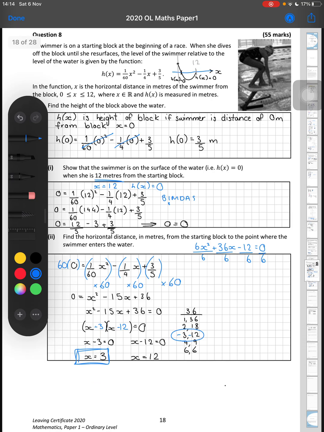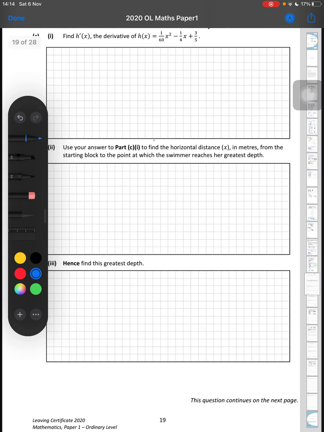Okay, so where she first enters the water is this first one here. So x is equal to 3. I'm just going to put a box around it there. So that is that one.